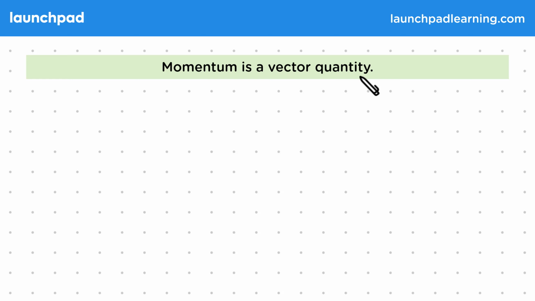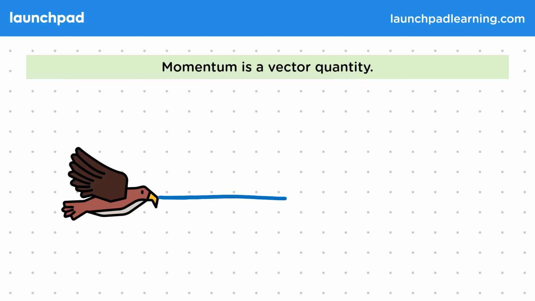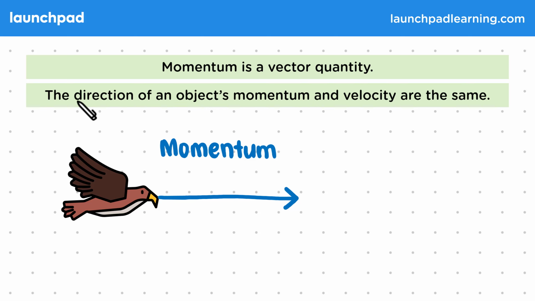Momentum is a vector quantity. Remember that a scalar quantity is one with only magnitude, while a vector quantity is one with both magnitude and direction. The direction of an object's momentum and velocity are the same. So momentum is the product of mass and velocity. We won't go into detail about why, but since mass is a scalar and velocity is a vector, the product of the two must be a vector with the same direction as the velocity vector.